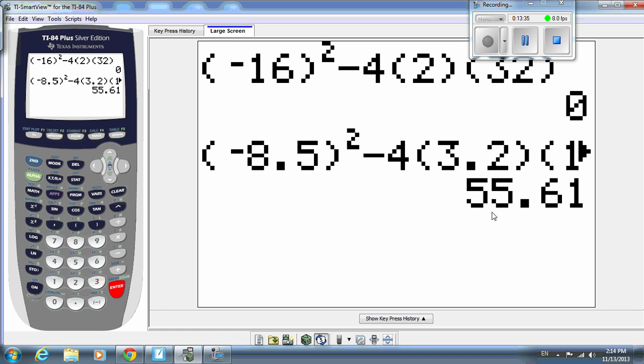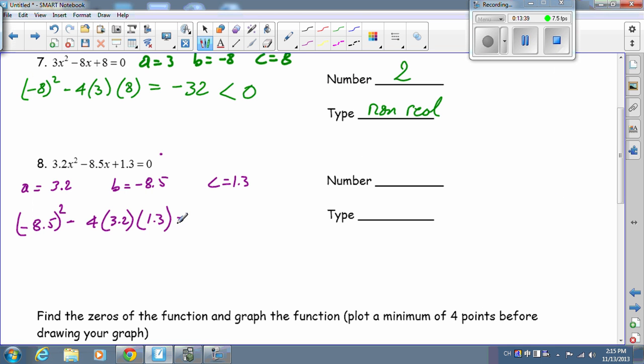The calculator gave me 55.61. So I will say it is equal to 55.61. Well, my goal is to know if it's positive, negative, or 0. This is positive, so I have 2 real solutions.